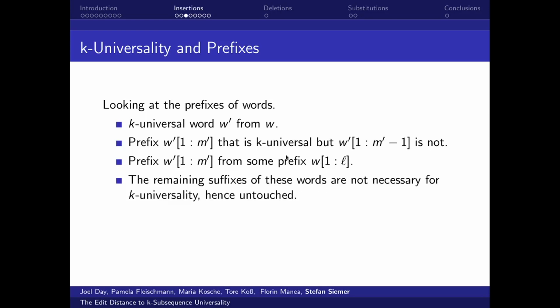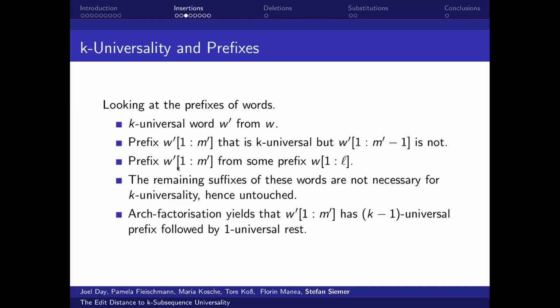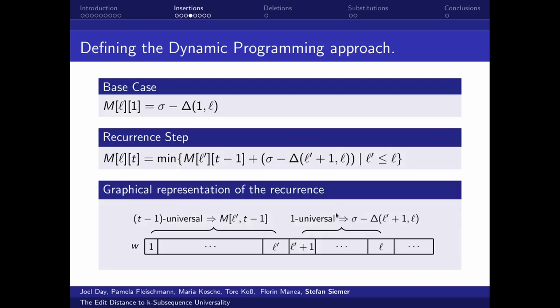And what we can see is that all the tails after these prefixes, we don't need to touch them with any operations at all. So therefore, this w prime from i to m prime must have a k-1 universal prefix followed by a one-universal rest. This is exactly what the arch factorization is giving us, and therefore we can use this dynamic programming approach. Maybe that is not that clear in words, so let's have a small sketch.